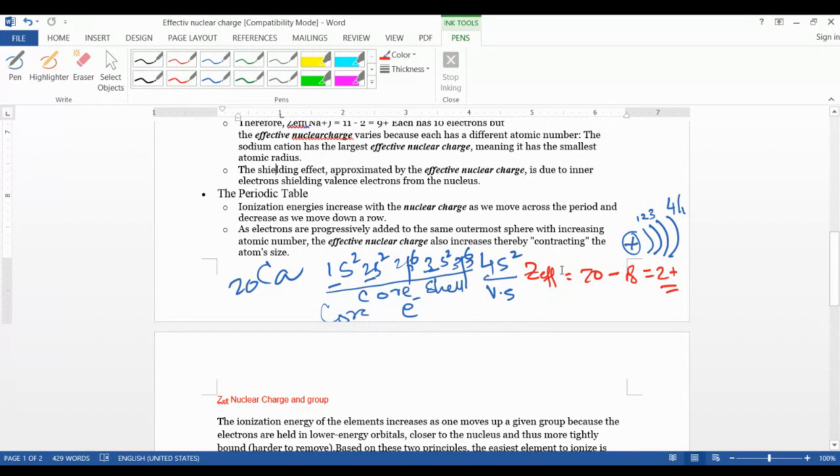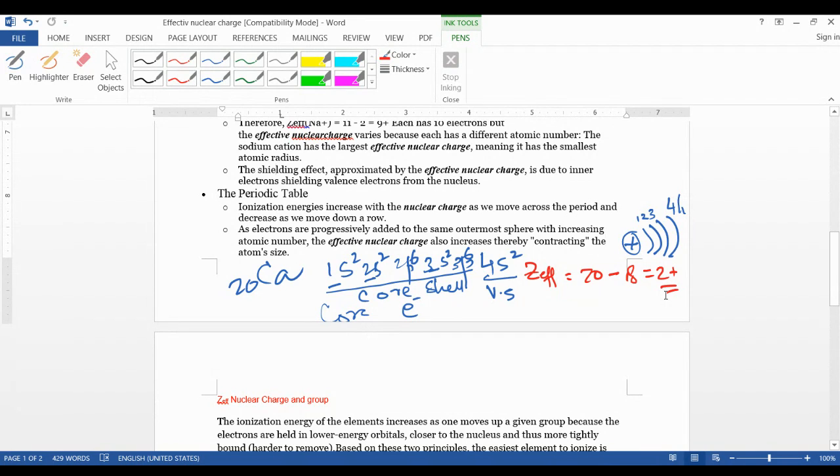Now how do you calculate the effective charge? You take the original, real atomic number, whether it is a cation or anion, whatever you have, and you write the original atomic number minus these core electrons. The core electrons here are 18, so you write 18, and you will get 2 plus. So write down the note.